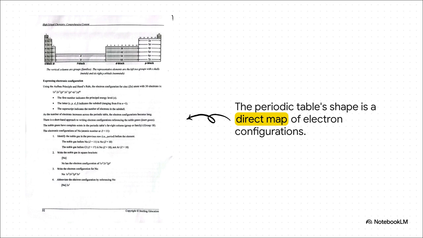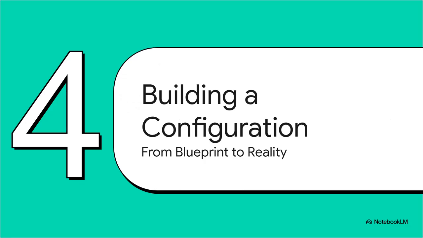Those strange blocks are not random at all. They correspond perfectly to the S, P, D, and F sublevels. As you read the table from left to right like a book, you are literally watching the electron orbitals fill up, one by one, exactly according to the rules. The periodic table is a physical map of electron configurations. How cool is that? Okay, enough theory.